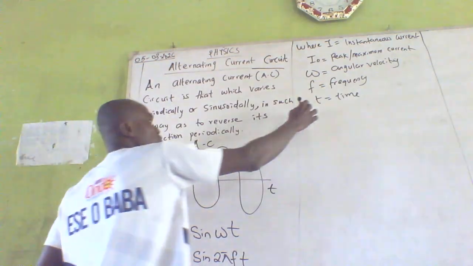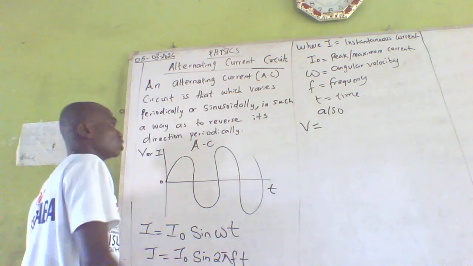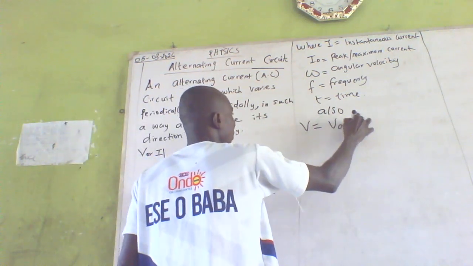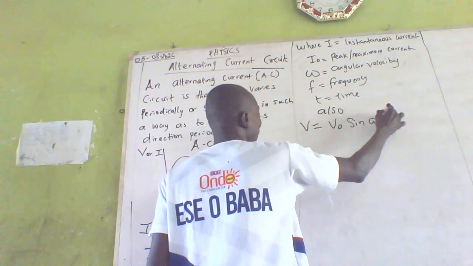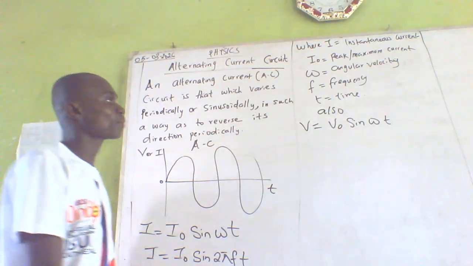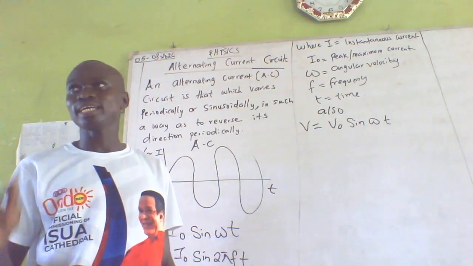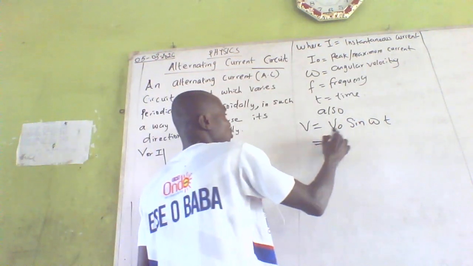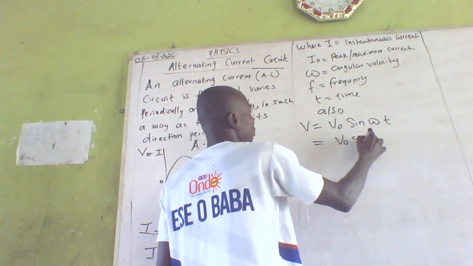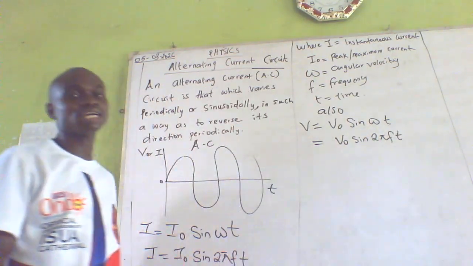At the same time, you can also get the voltage. So your V is also given as V naught sin omega t. Please take note, that's angular velocity, omega, where omega is the same as 2 pi f. So that gives us V naught sin 2 pi f t. I think that makes sense.